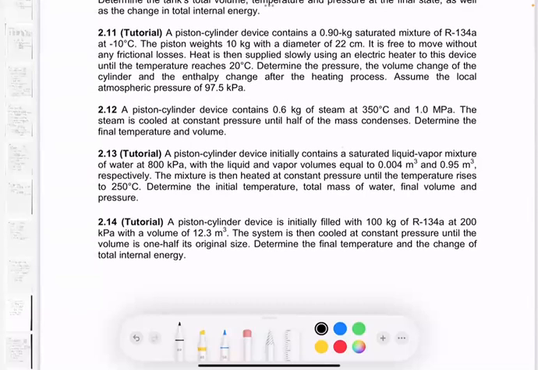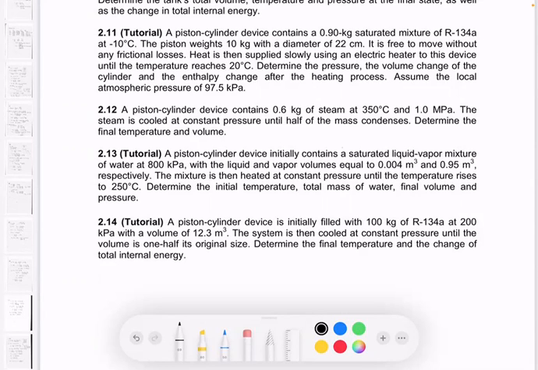Okay, so let's do another one. A piston cylinder device initially contains a saturated liquid vapor mixture of water at 800 kilopascals, with the liquid and vapor volumes equal to 0.004 meters cubed and 0.95 meters cubed respectively. The mixture is then heated at a constant pressure until the temperature rises to 250 degrees Celsius. Determine the initial temperature, total mass of water, final volume, and pressure.